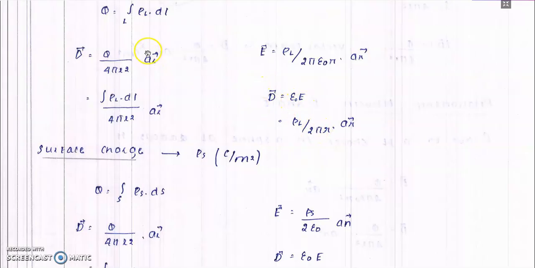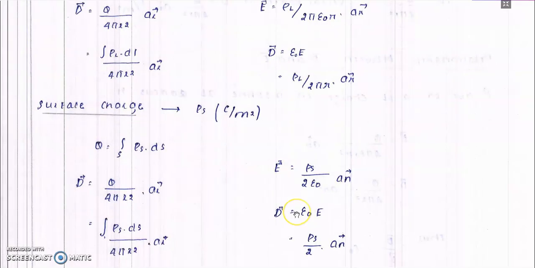Or else, with the help of this derivation, I am going to find the electric field intensity and then the electric flux density. In the same way, if I know the formula for the surface charge, that is the electric field intensity due to a circular disk, from that I can find the electric flux density with the help of D is equal to epsilon naught into E.